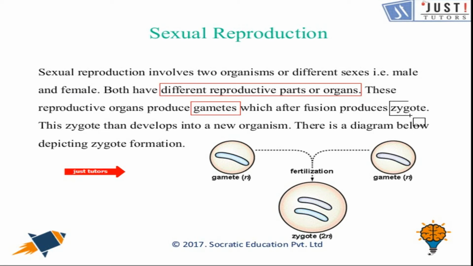So this is another keyword, which is the result of fusion of two different gametes. This zygote then develops into a new organism. So this is a new cell that becomes a new organism. In the picture below we can have a clear idea about sexual reproduction. You can see the two gametes on both of the sides, and they are taking part in the process of fusion, which is called fertilization, and that results in another cell called a zygote.